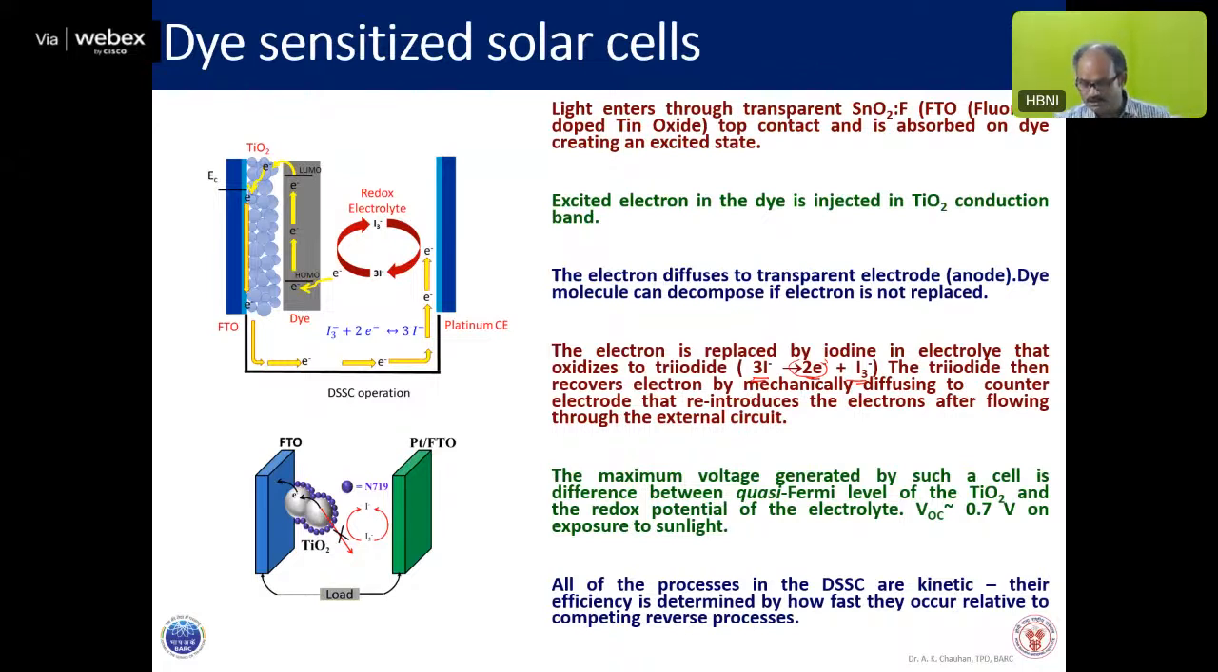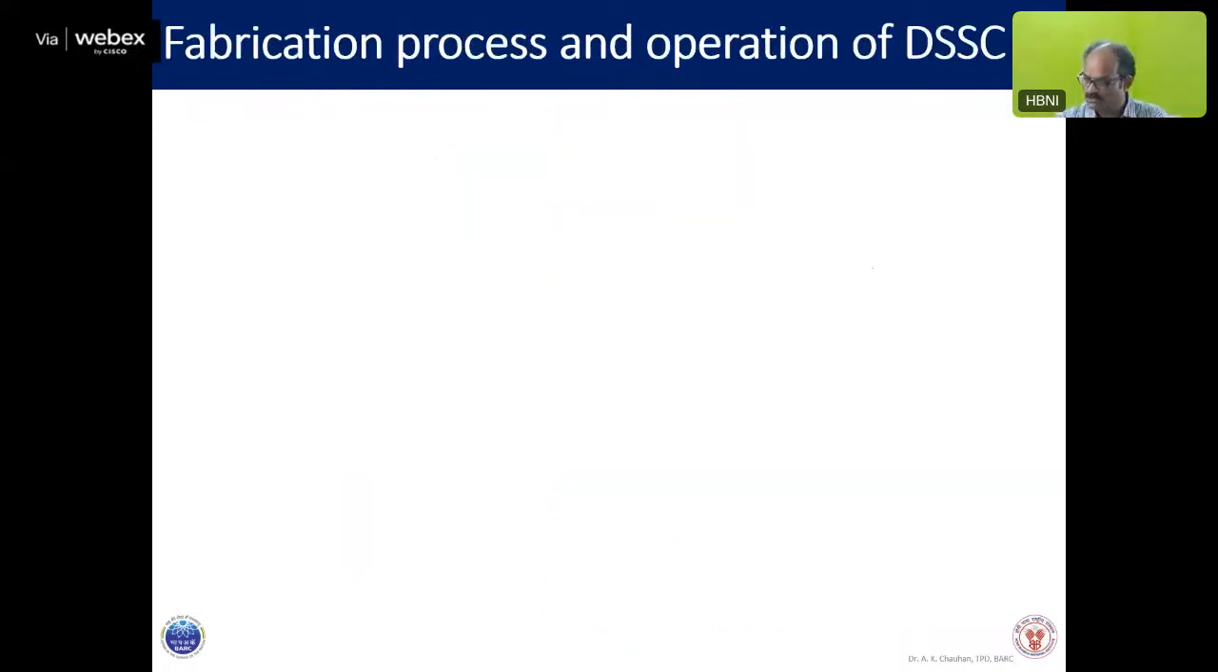So you saw there are three different processes. I have made one animation also. In the next slide I will show it. That will give you a very good feeling of how these processes are relative to each other, and how this will give you better efficiency. So let us see how a typical DSSC is made, and then how it works.